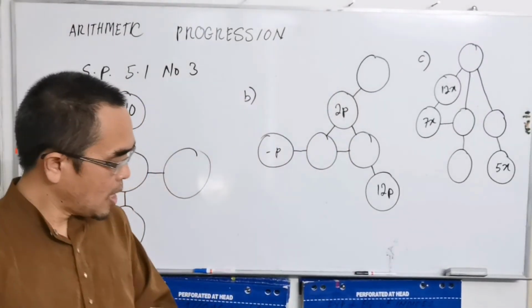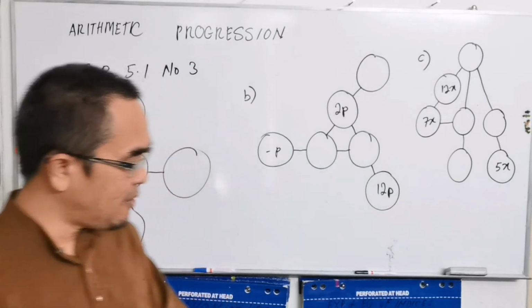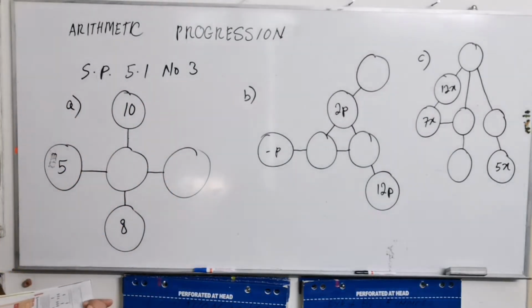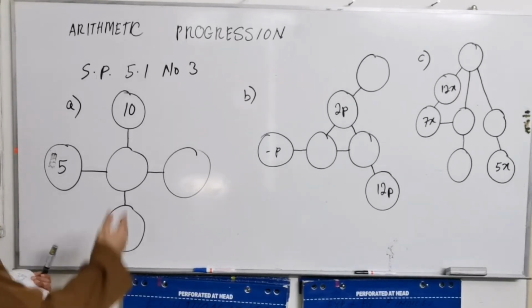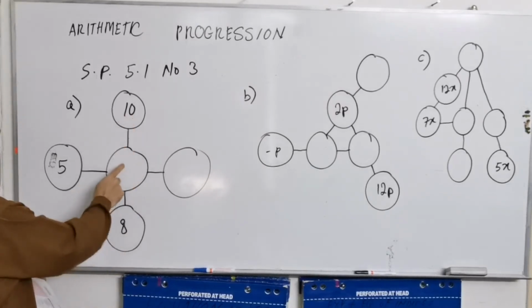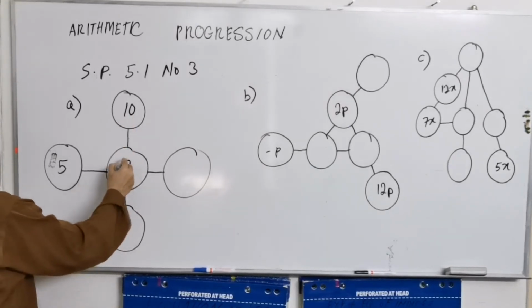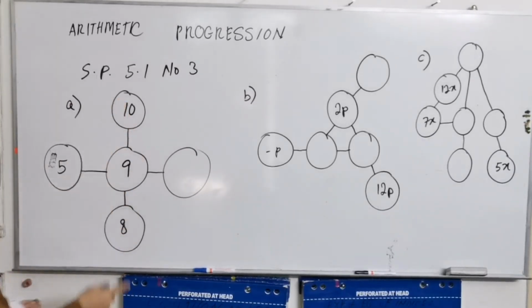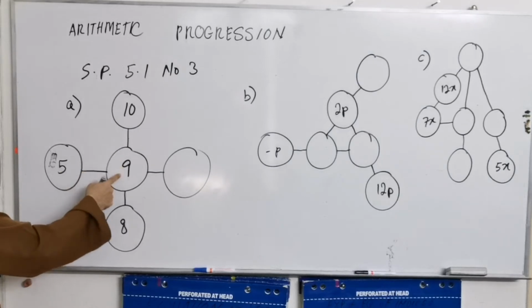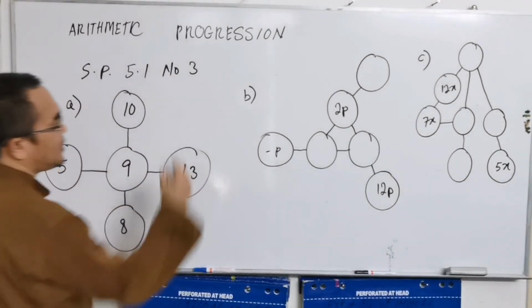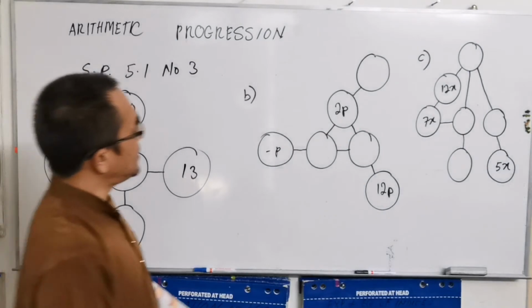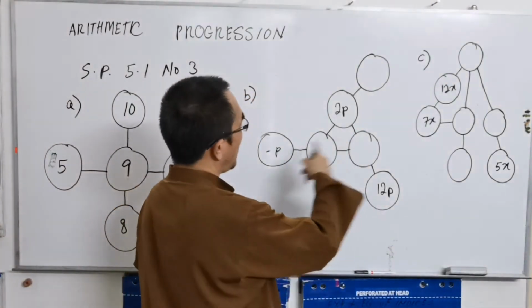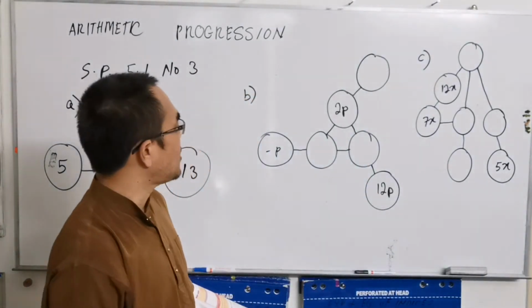Okay, number 3. Complete the network diagram below given that the relationship of each of the following networks is a consecutive term in an arithmetic progression. So 8, 10 will be 9, plus 1, plus 1. But then here will be plus 4, will be 13. And then here, I do not know.